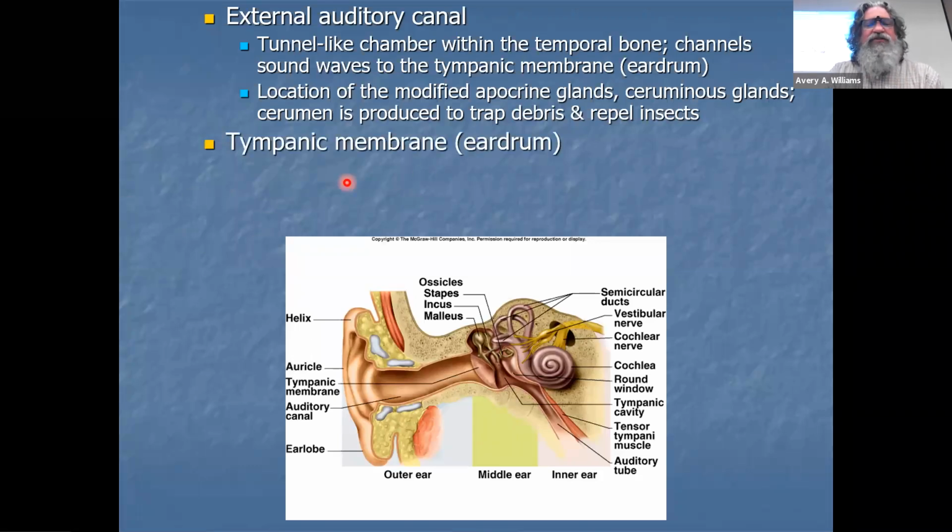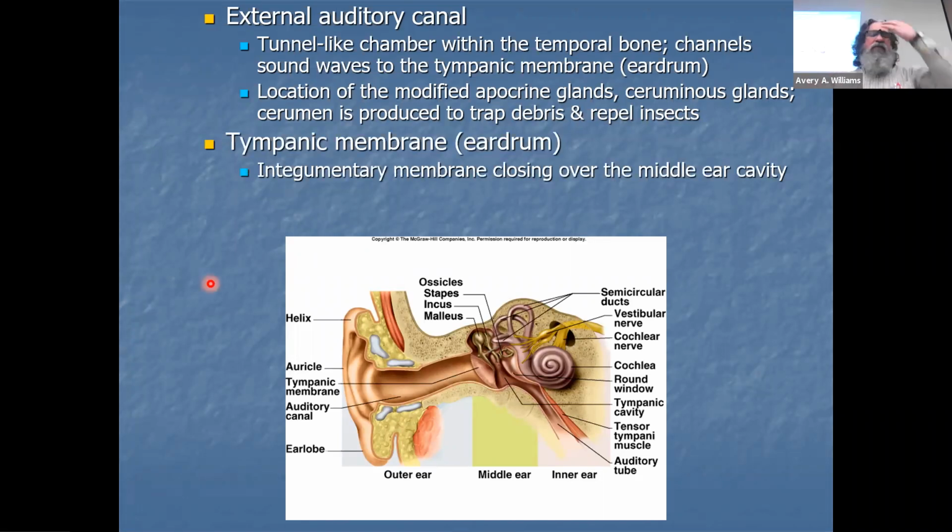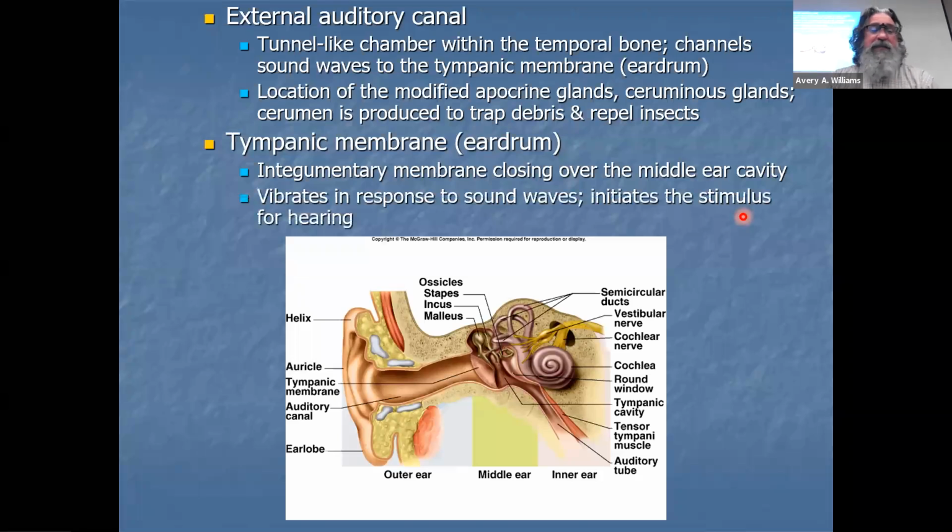And then finally, your tympanic membrane, or your eardrum, is still part of the outer ear, or the external ear. Why? Well, it's right in the middle, but we classify it as outer ear because it's an integumentary structure. Your integument's on the outside, so your eardrum is as well. It's an integumentary membrane closing over the middle ear cavity. So the space behind it is the middle ear cavity, or the tympanic cavity, same thing.